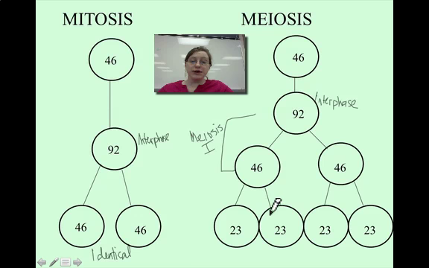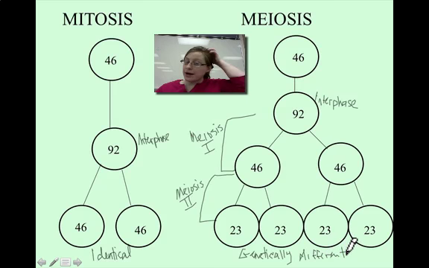So that is your first round of division. But as soon as we finish with meiosis 1, we enter the second division again. And so this would be meiosis 2. And the end result is that we cut our chromosome numbers in half from our starting number, and they are all genetically different. Okay?